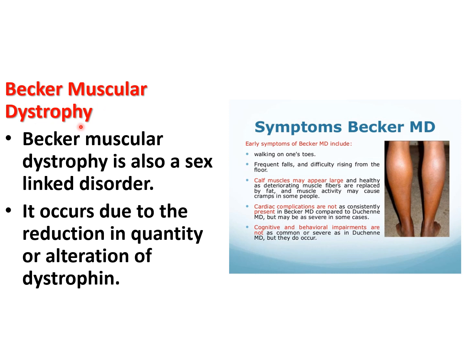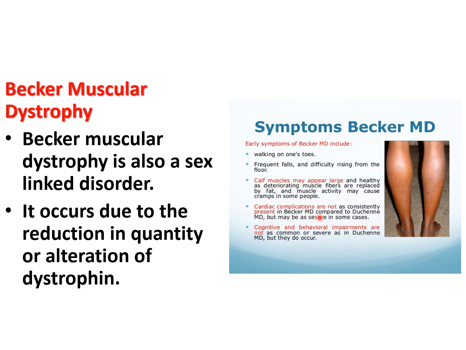Then Becker muscular dystrophy. Becker muscular dystrophy is also a sex-linked disorder and it occurs due to the reduction in the quantity or alteration of dystrophin. In this figure you can see Becker's muscular dystrophy. Early symptoms include walking on one's toes, frequent falls and difficulty rising from the floor. Calf muscles may appear large and healthy as deteriorating muscle fibers are replaced by fat, and muscle activity may cause cramps in some people.